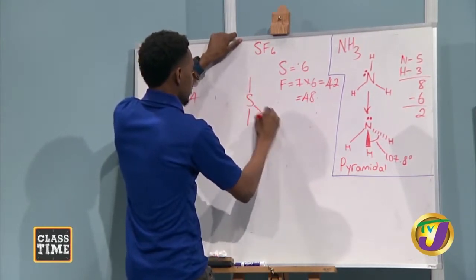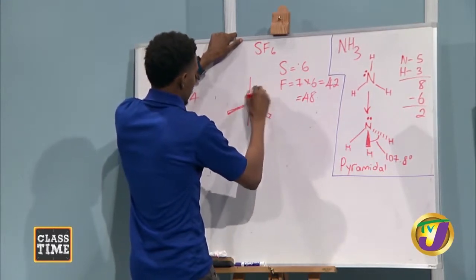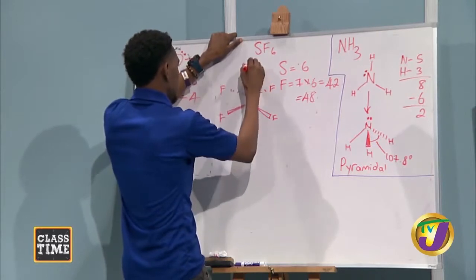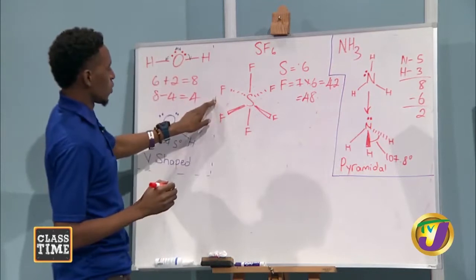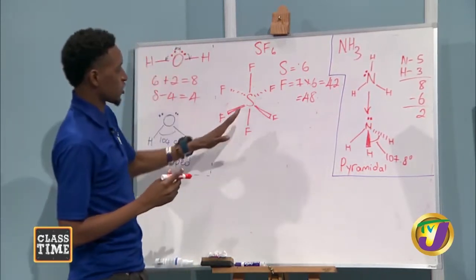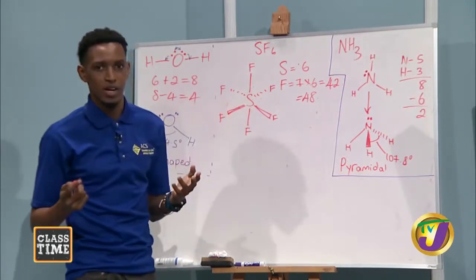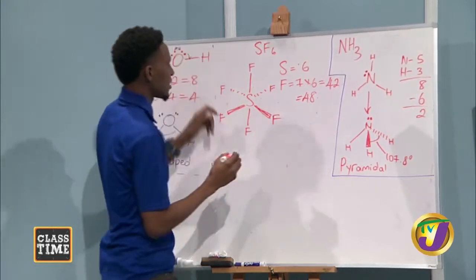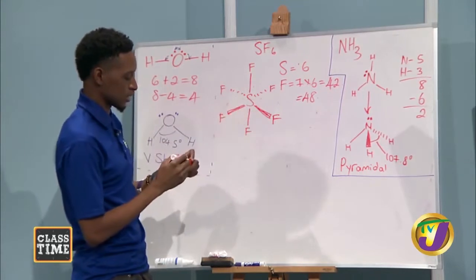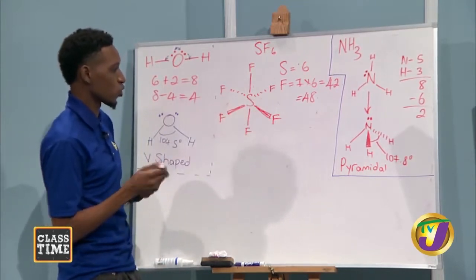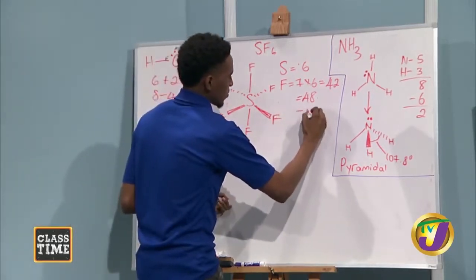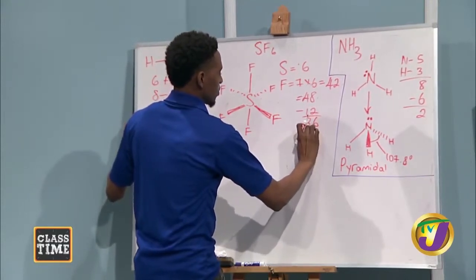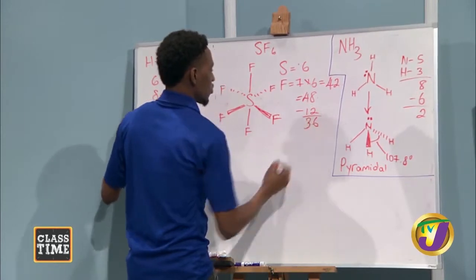I should have drawn this before. F, F, F, F, F, F. When you have 6 atoms around a central atom, I first draw it in this geometry to ensure that the atoms are as far from each other as possible. Now, looking at this, you can see that you have 1, 2, 3, 4, 5, 6 bonds. Therefore, you have 12 bonding electrons. If we subtract that, we would get 36 electrons remaining.